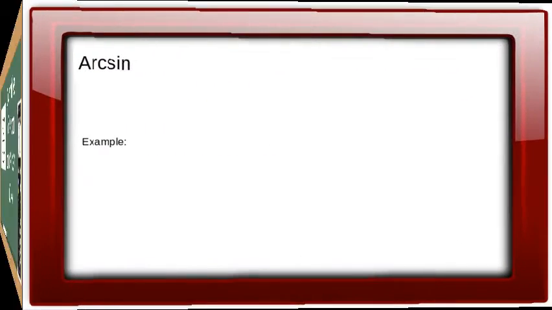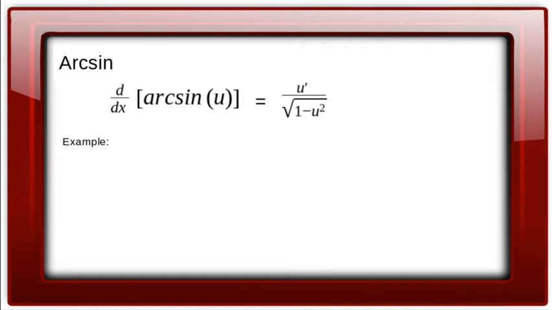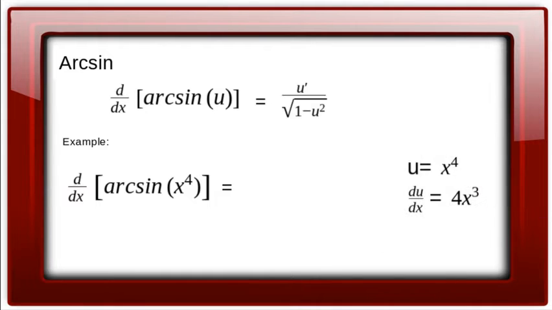In this short video, I'll be going over the general formulas for the derivative of ArcSin and ArcTan. So first off, the derivative of ArcSin of u equals u prime over the square root of 1 minus u squared. An example of this is if you're given the derivative of ArcSin x to the fourth, you have u equals x to the fourth, du over dx equals 4x to the third.